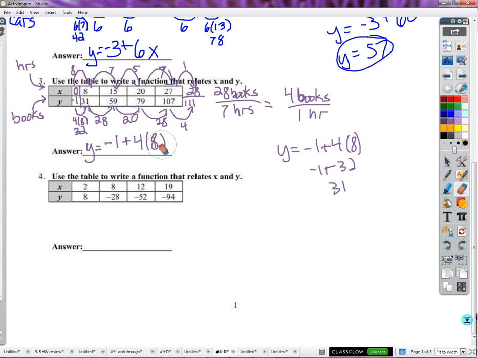It's working just great. So all I need to do, since I'm starting at 0, the number of books at 0 hours, I just need to add 4 times the number of hours that go by. And that should do it. And if I tried it again for 27, y equals -1 plus 4 times 27. Y equals -1 plus 108. -1 plus 108, 107. There we go. So it's working just fine.